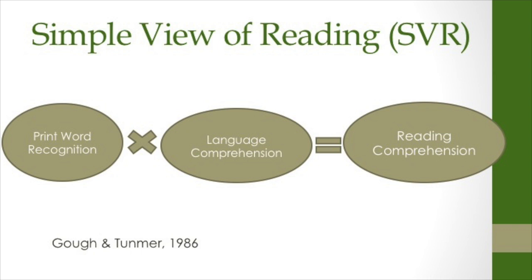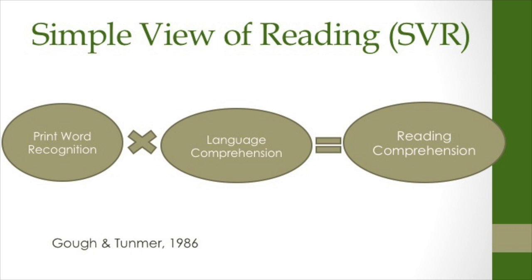So what does that mean? It means that if you don't have either one of these skills, you can't understand what you read. So if you don't recognize the words, there's no reading comprehension. If you recognize the words, but you don't understand what you've read, there's no reading comprehension. They're both equally important and crucial for you to be able to read what you understand, which is the goal of reading. So let's take some extreme examples to get this idea.